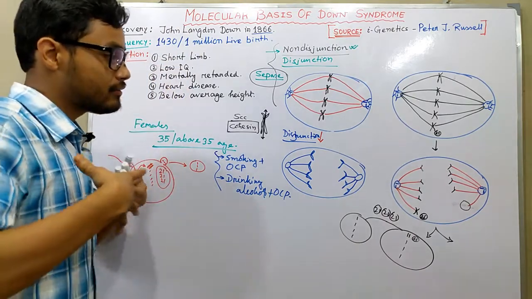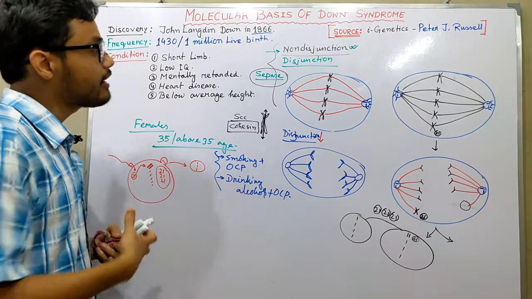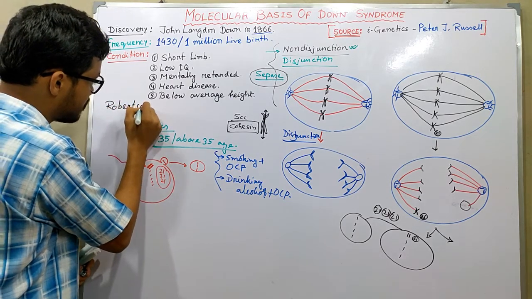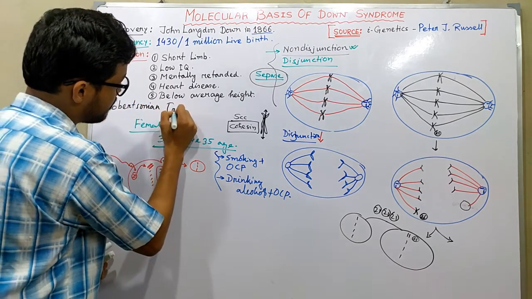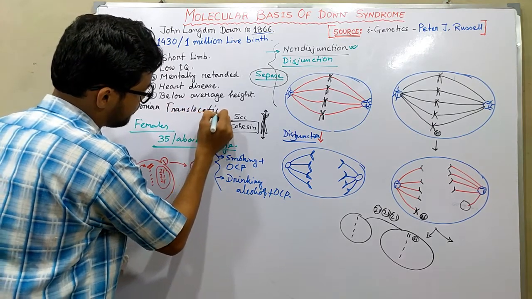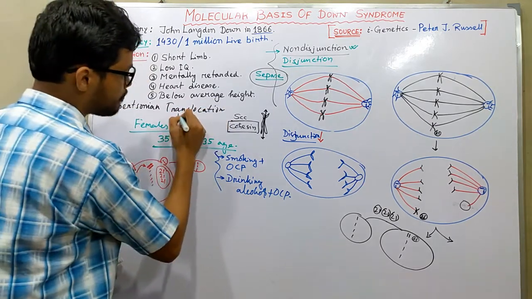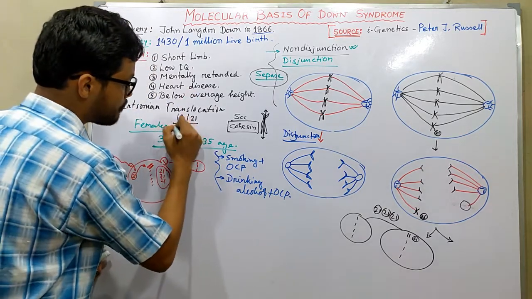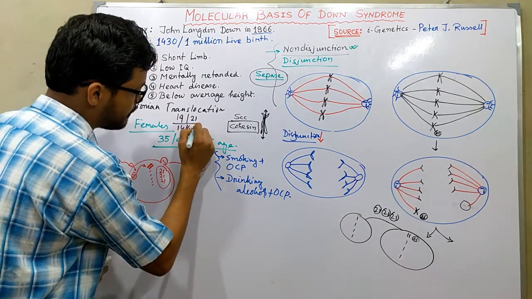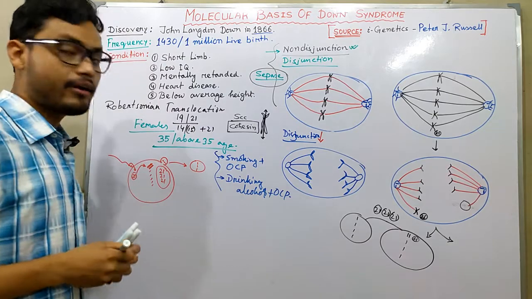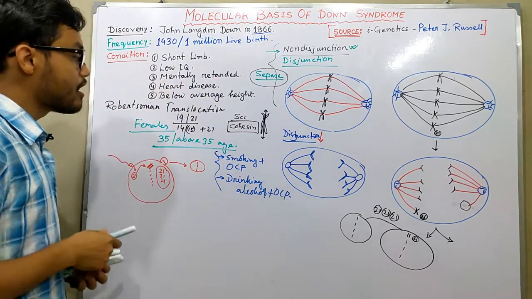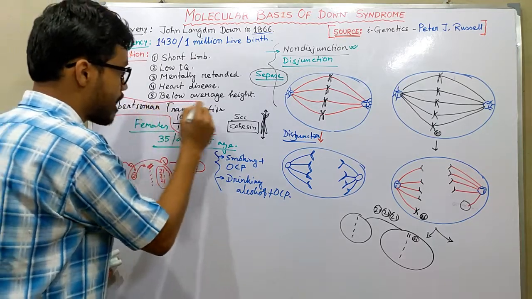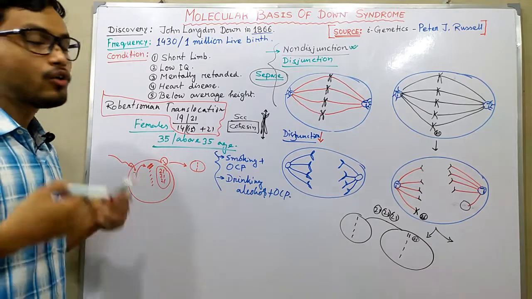Okay, so further we observe another phenomenon, that is Robertsonian translocation. In Robertsonian translocation, chromosome number 14 and chromosome number 21 are involved. In some cases, chromosome number 14 along with chromosome number 15 appear with 21 in a case of Robertsonian translocation. So let's jump into Robertsonian translocation in brief, and how it can lead to Down syndrome.